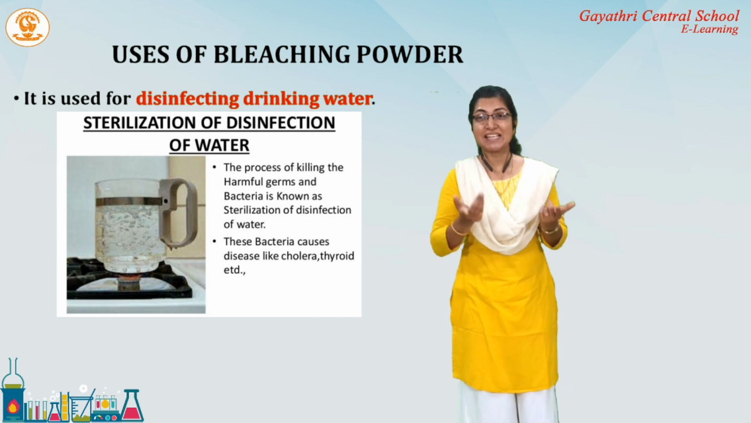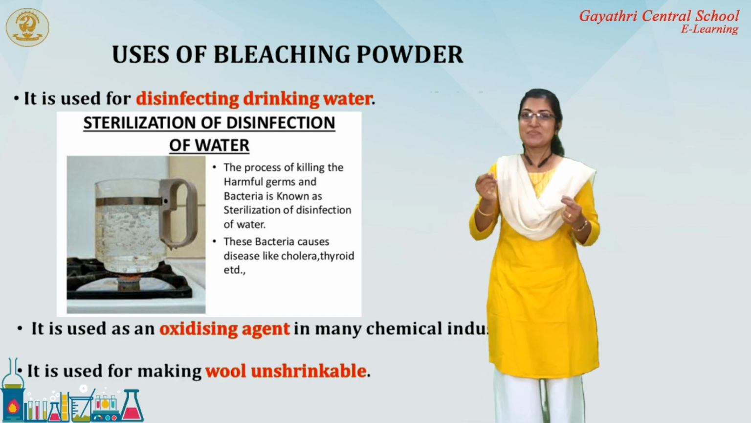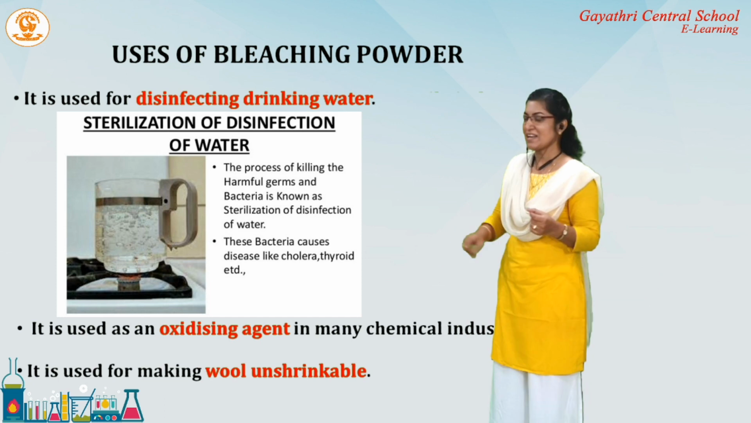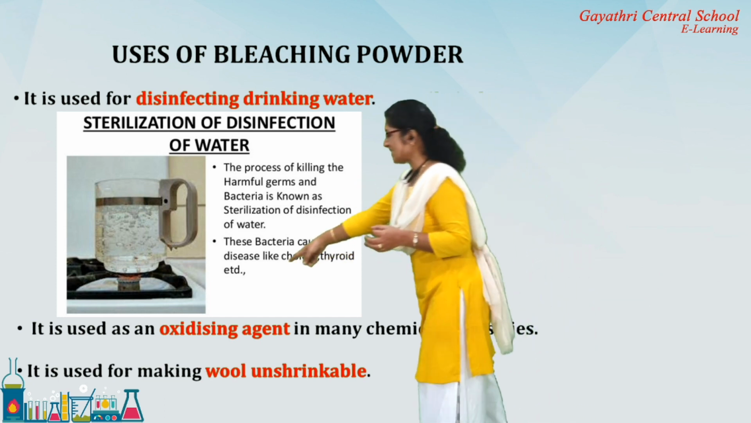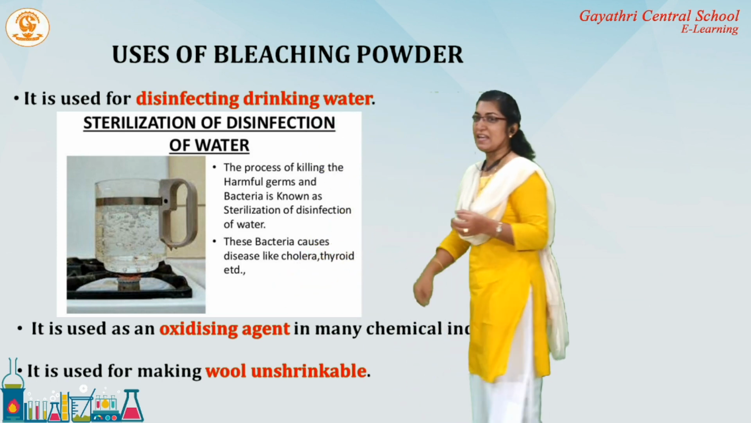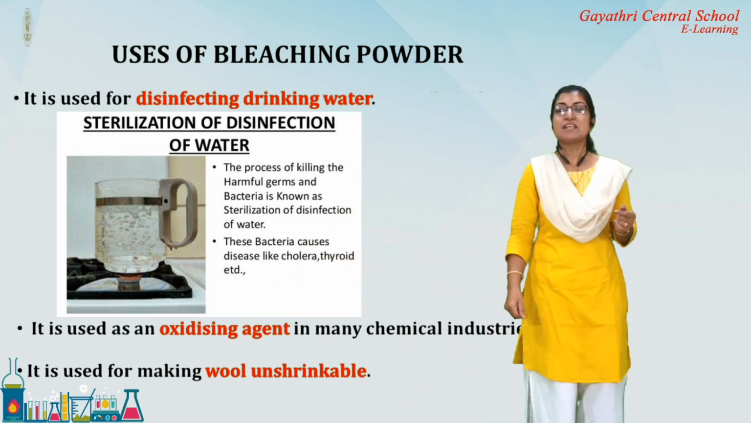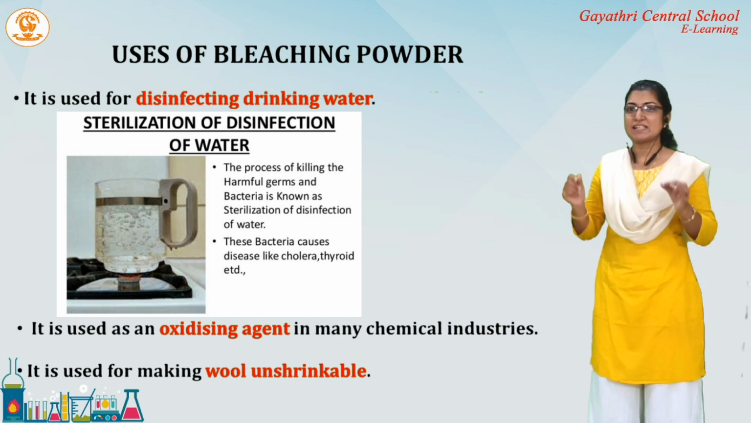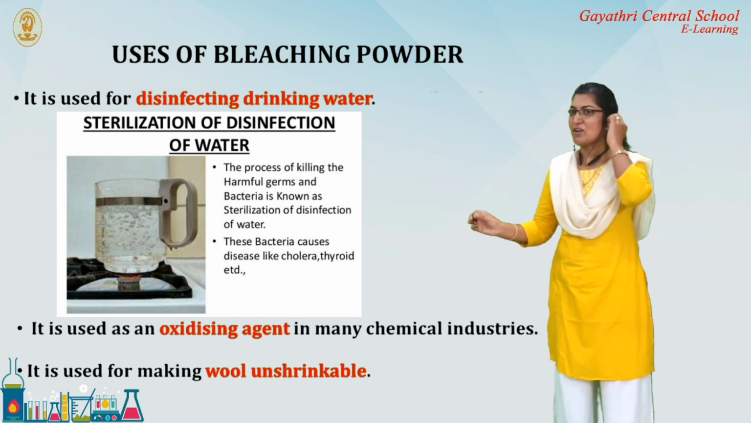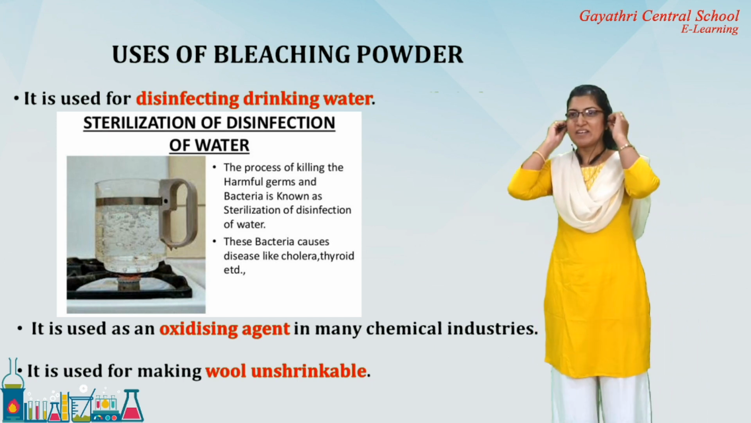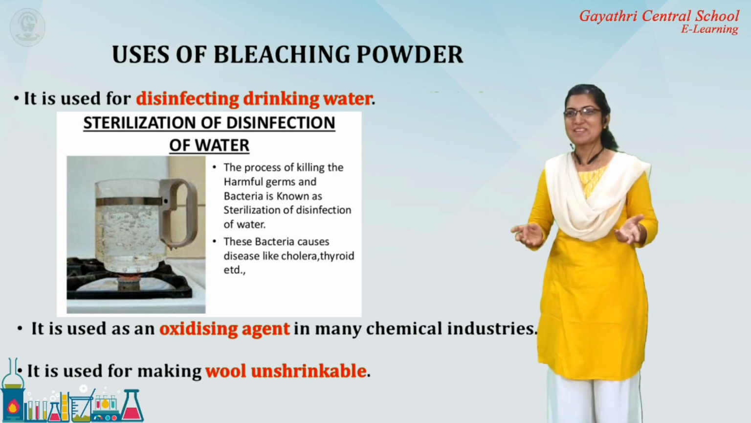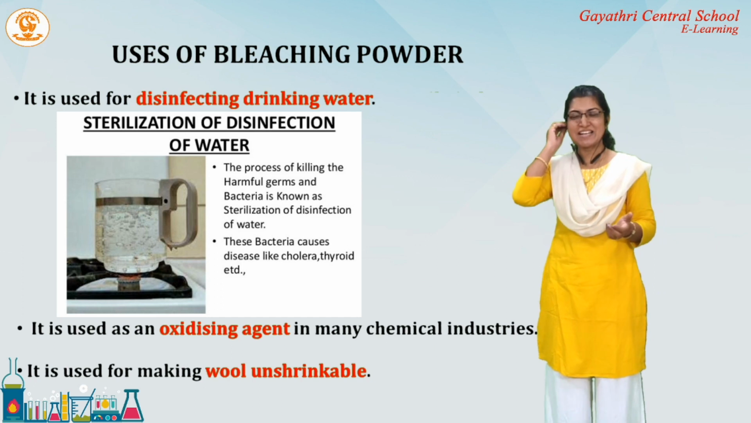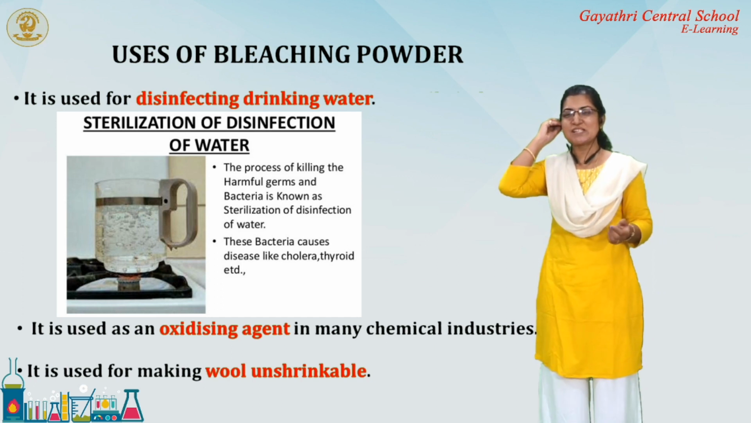Okay. Then what is the next use of bleaching powder? You know, it is also used as an oxidizing agent in the chemical industries. In the chemical industries, you can use this bleaching powder as an oxidizing agent. You have learned about oxidizing agents in the first chapter. What are oxidizing agents? Yes, Vishnu Sanal.